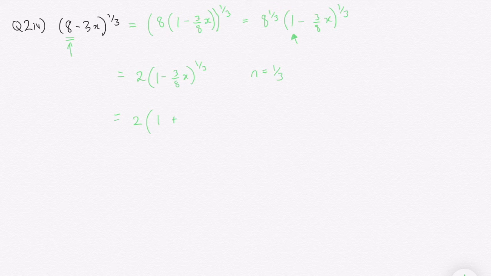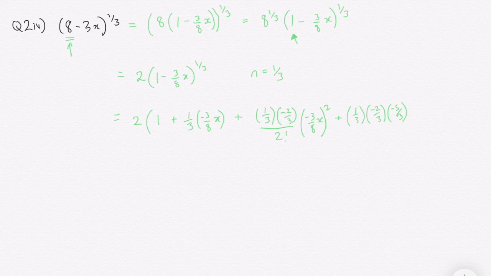1 plus n times x, so a third times minus 3/8 of x, plus n, which is a third, times n minus 1, which is minus 2/3, over 2 factorial, multiplied by minus 3/8 of x squared, plus a third, multiplied by negative 2/3, multiplied by negative 5/3, all over 3 factorial, multiplied by negative 3/8 of x cubed, plus our remaining terms. And now we just need to simplify this expression.